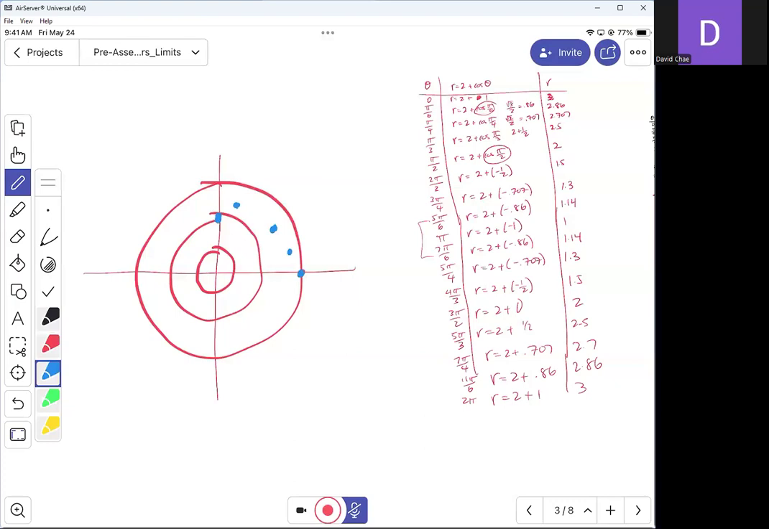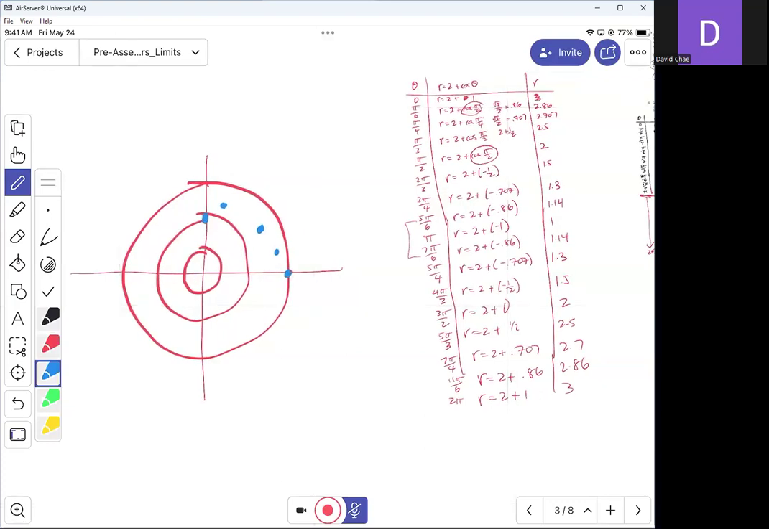And then 2 pi over 3 at 1.5 would be right here. And then 3 pi over 4 at 1.3 would be here. And then 1.14 would be right here. And then you see that this is where it kind of flattens out right here. And you're just going to keep going.